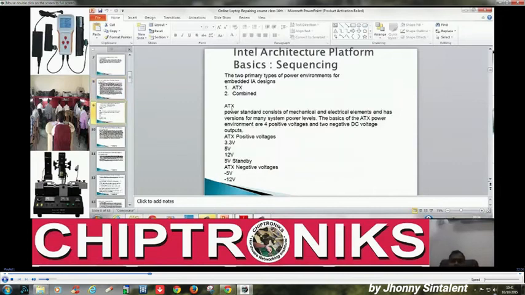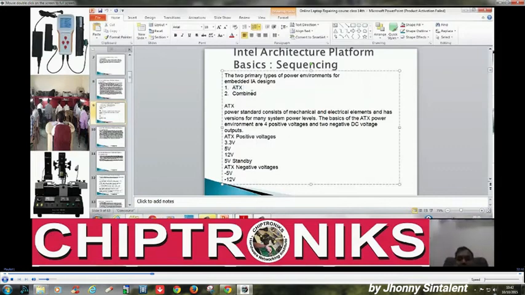We go to the next slide, and in the next slide we will talk about the power on sequencing. Now there are two types of boards that we are going to talk about. One is the desktop board and another is the notebook motherboard. In the desktop board there is ATX, right? We use SMPS. Whereas in the notebook motherboard we use the combined design. We go to the next slide and we'll talk about this sequencing a little more in depth.